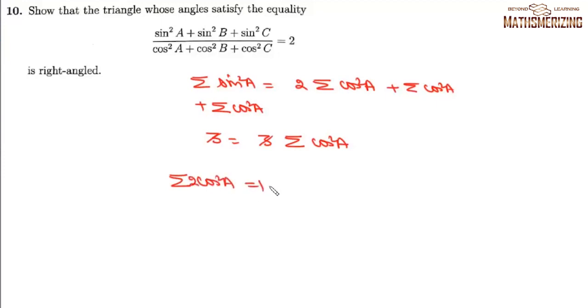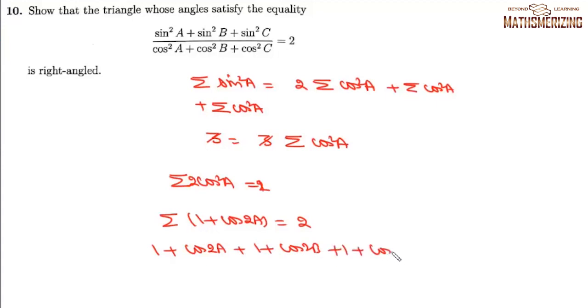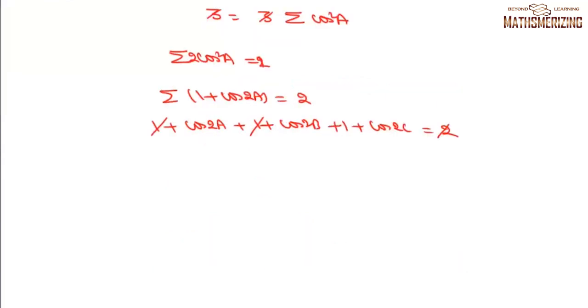Now we'll multiply 2 on both sides. So we can write 2cos²A as 1 plus cos 2A, and it will be equal to 2. Now summation (1 + cos 2A) is (1 + cos 2A) plus (1 + cos 2B) plus (1 + cos 2C), it is equal to 2. Now this 2 and 2 will cancel. We can write this as cos 2A plus cos 2B plus 1 plus cos 2C, it is equal to 0.